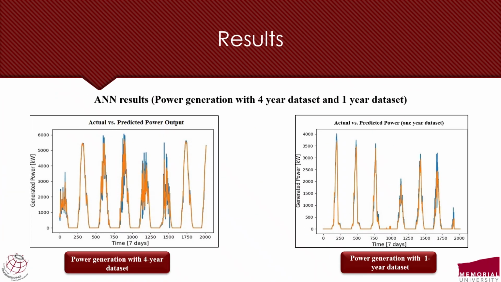Here I compared ANN results using datasets of different sizes, one using 4 years of data and another using just 1 year. The model trained with more data shows a smoother and more accurate prediction curve, highlighting the importance of long-term historical data for training deep learning models.